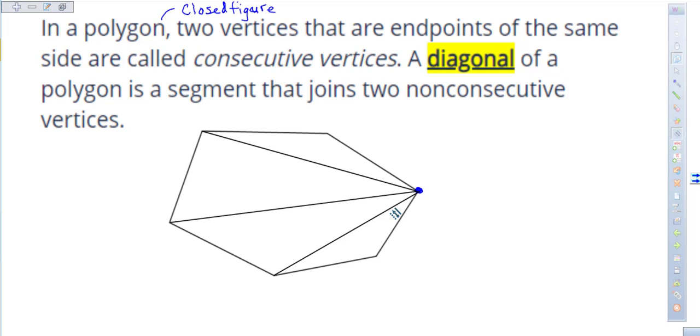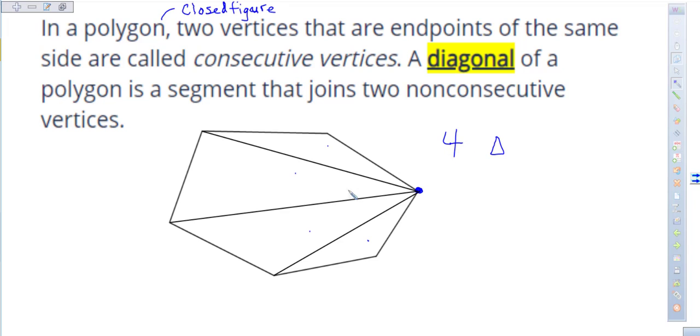Now the piece that gets this into the angles of polygons is when I draw in these diagonals from any one vertex of the polygon, any corner. What this does is break our polygon into different triangles. So on this one we have 1, 2, 3, 4 different triangles.